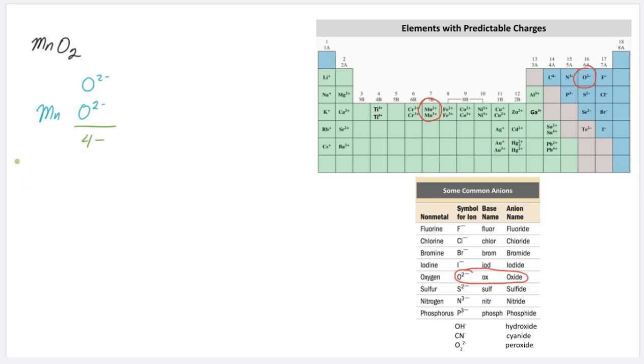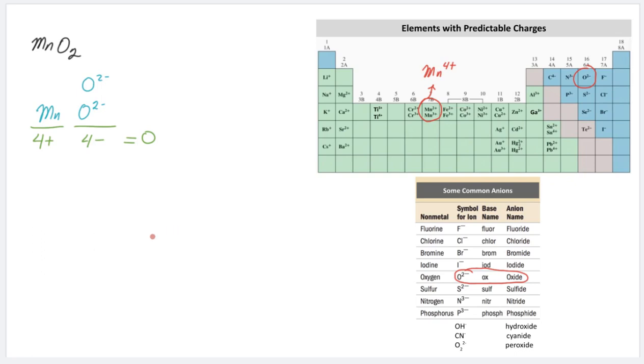So what is that telling us? Is that the charge of manganese has to be +4 for this charge to cancel out. Okay, so notice here on the table that manganese +4 is not given, right? It's not shown here, but that is a possibility. So manganese also can be +4. Okay.